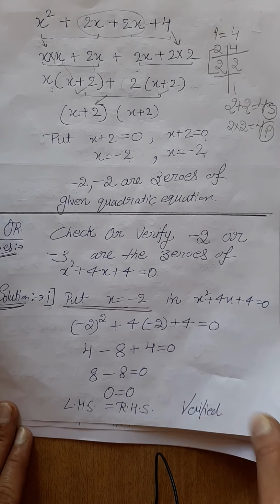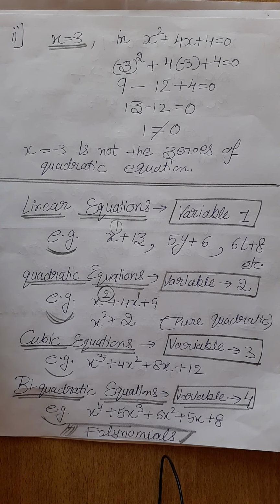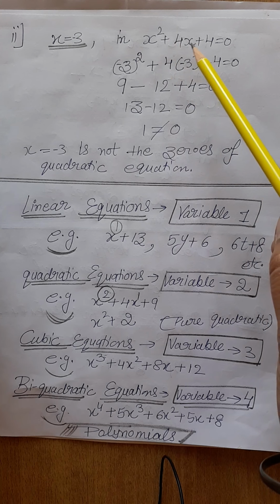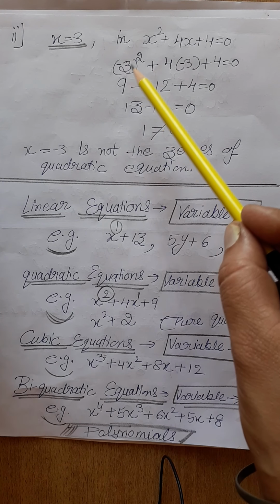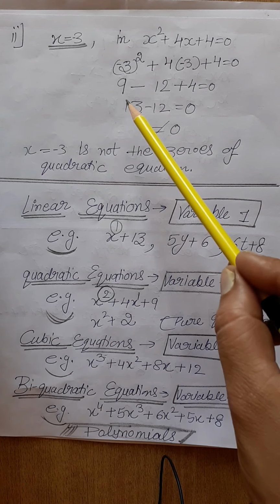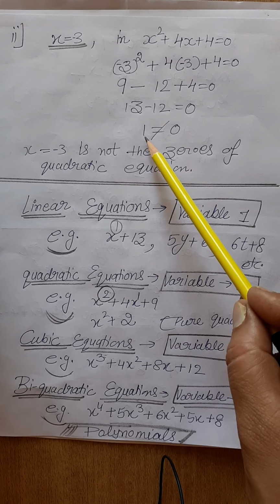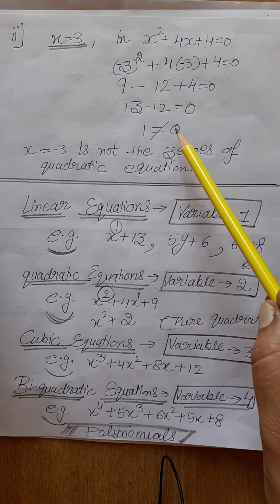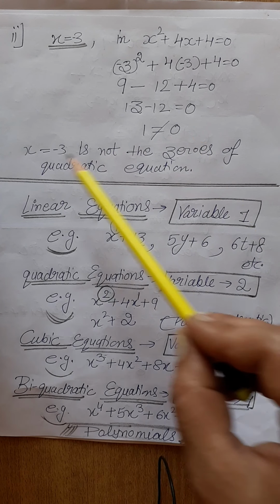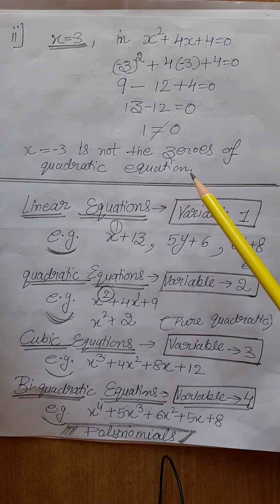Now if we check minus 3, then we write here minus 3 in the place of x. You can see here we put the value of minus 3 in the place of x and solve it in the same way. Minus 3 to the square we get 9, and 4 threes are 12, plus minus minus. 9 plus 4 is 13, 13 minus 12 is 1, because 1 is not equal to 0, it means its left hand side and right hand side are not equal, so x is equal to -3 is not the zero of the quadratic equation.